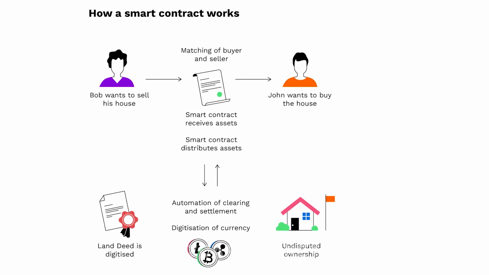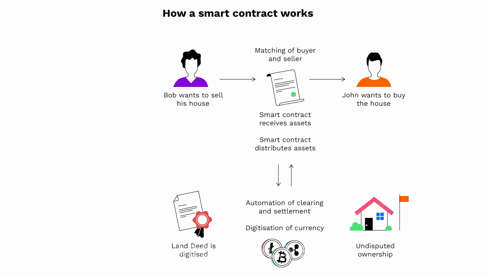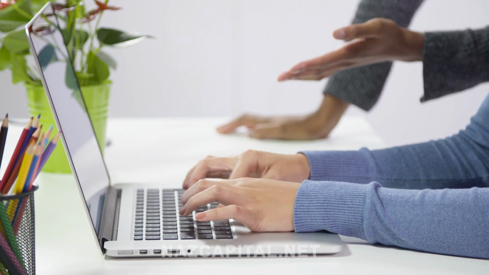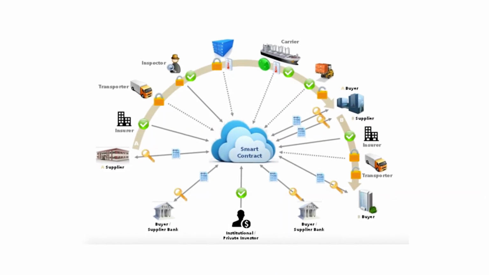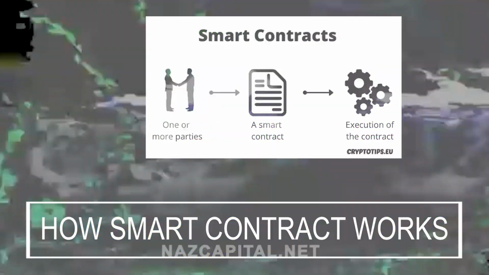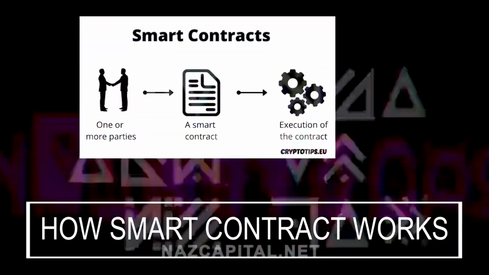Now, smart contracts are just like contracts in the real world. The only difference is that they are completely digital. In fact, a smart contract is actually a tiny computer program that is stored inside a blockchain. Let's take a look at an example to understand how smart contracts work.